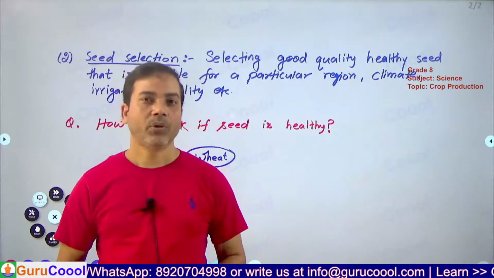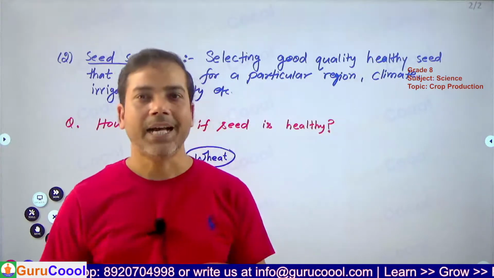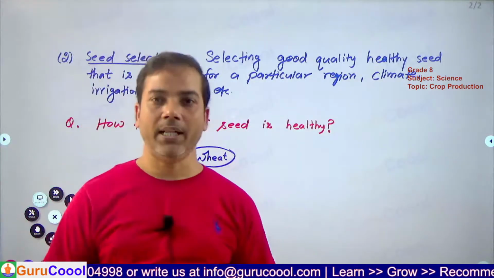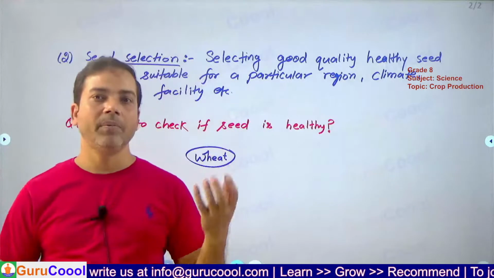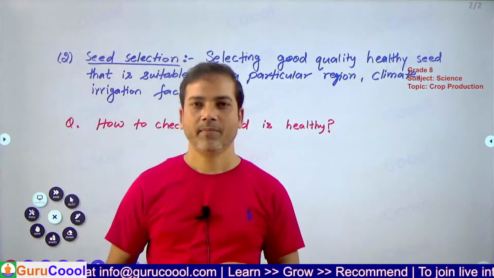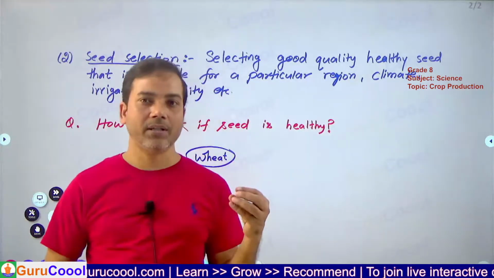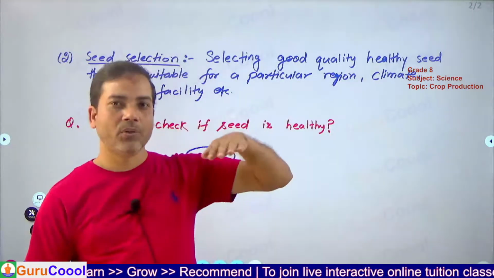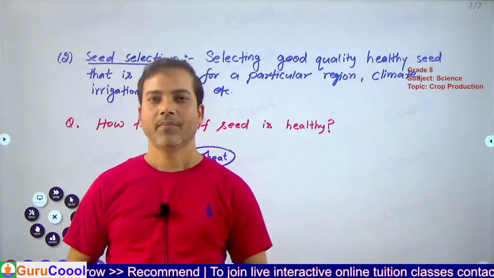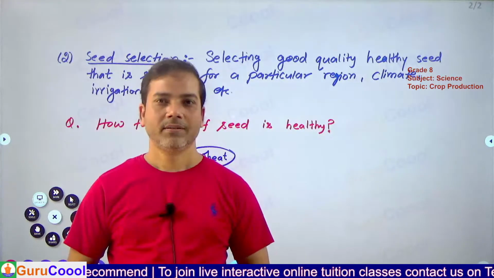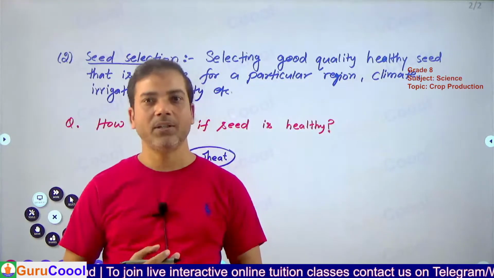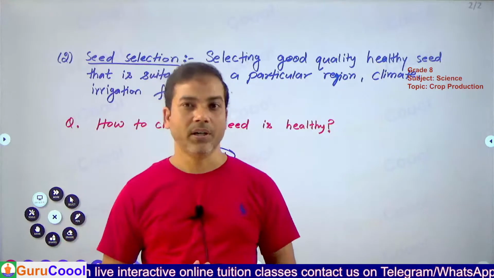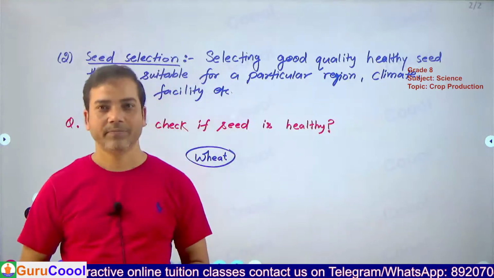Okay, sir. Because if the seed is diseased, it has some type of disease, it's not healthy, the weight of the seed will be very less. Due to the lighter weight, it will not settle down into the bottom, it will float over the surface. So this is one method you can check if the seeds are healthy or not.